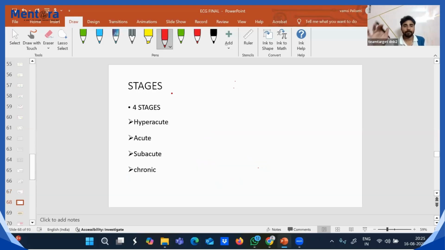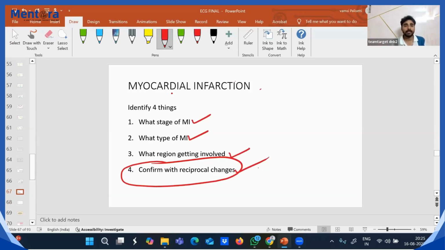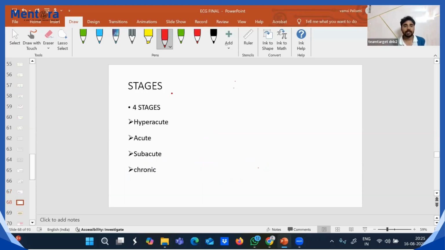Let us see the stages of MI. There are four stages: hyperacute, acute, subacute, and chronic. So how will you see them in ECG? This is the question they ask us on the different stages of MI. In hyperacute, you will have tall T waves. You don't have any ST elevation, you will have tall T waves. In acute, you have ST elevation.